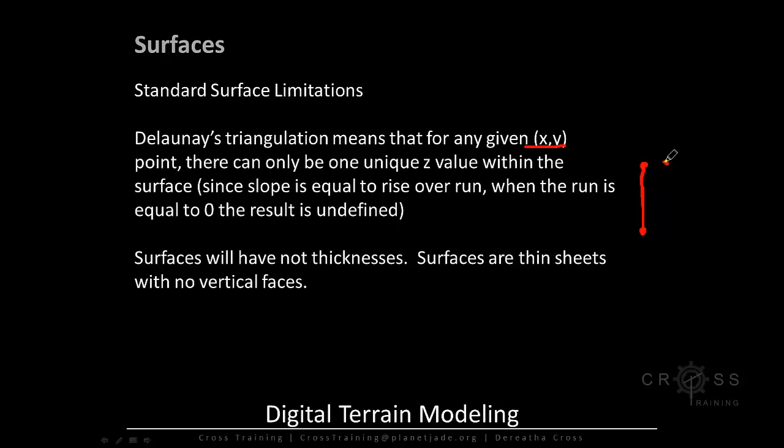So it's either got to be way over here and then connect. This is looking at it in section view or elevation view, not in plan view. You can't have a vertical thing going on here. So that's one of the limitations. The surface will not have a thickness. So surfaces are basically thin sheets with no vertical faces.